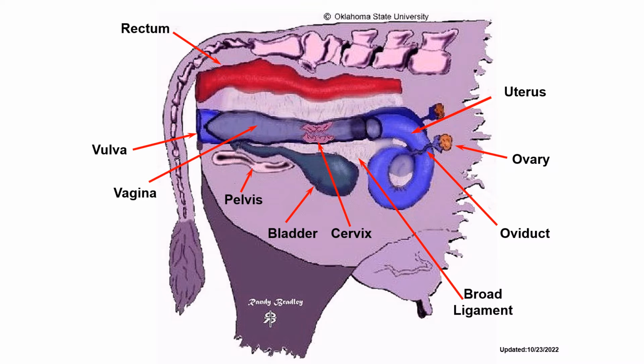On a lateral view, this is now the reproductive tract of the cow. Of course we have here the ovary, then the oviduct. This is the uterus, and this is the horn, the body of the uterus, and we have here the cervix, the vagina, and the external genitalia. It is associated with the rectum on the dorsal side, and we also have here the urinary bladder.